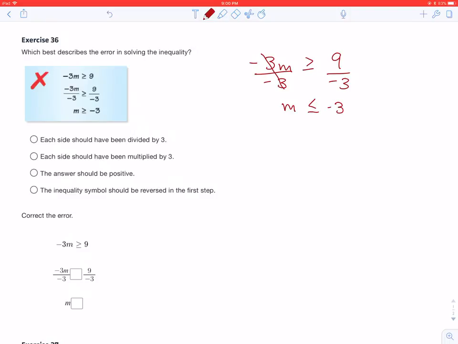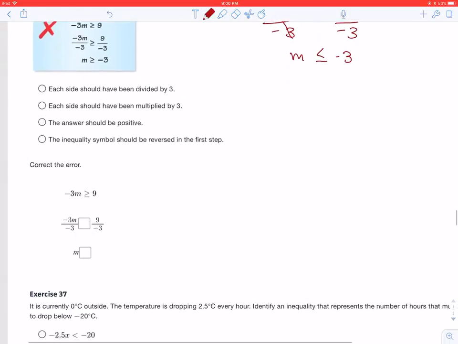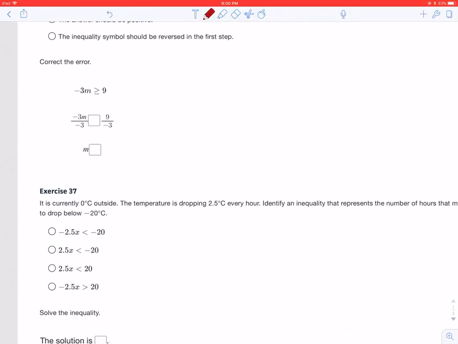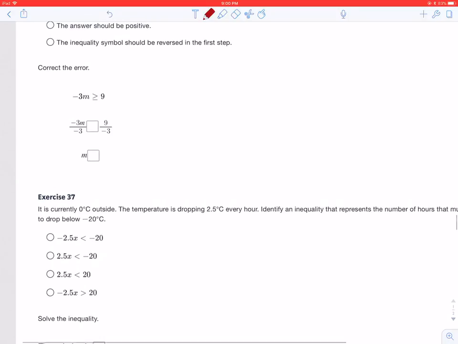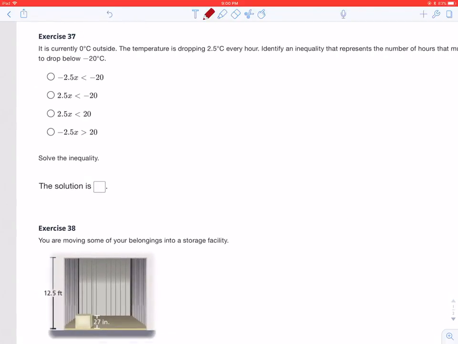So now, using that information that I just gave you, the one that we worked out together, hopefully you knew those steps already, we are going to compare our work to the work in exercise 36 and describe what their error was, what they did differently. So hopefully I did that right for you. And then after that, you're going to correct the error, just like the last one. You're going to input everything that should be the correct steps.